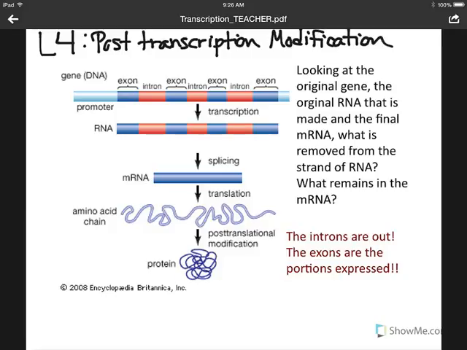So this video is going to go through one of the level 4s on post-transcription modification. So this is going to focus on what happens directly after the RNA is transcribed. So let's take a look at the beginning picture here.